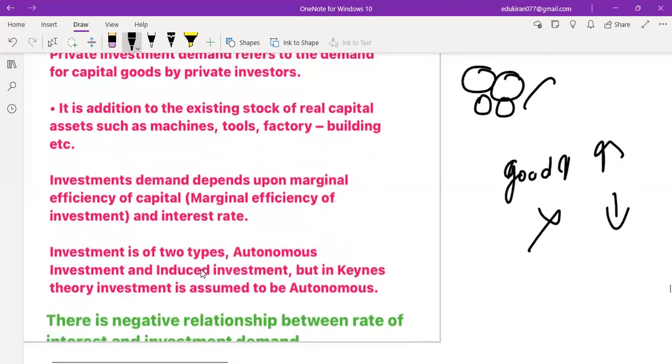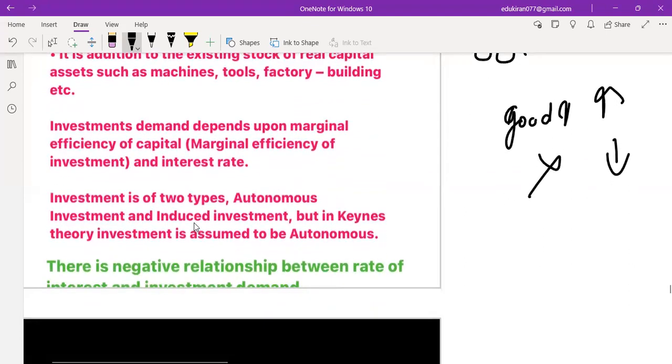Then investment is also of two types. One is autonomous investment and one is induced. But in Keynes' theory, investment is assumed as autonomous, right? We will understand what investment is when we do investment. And there is a negative relationship between the rate of interest and investment demand.